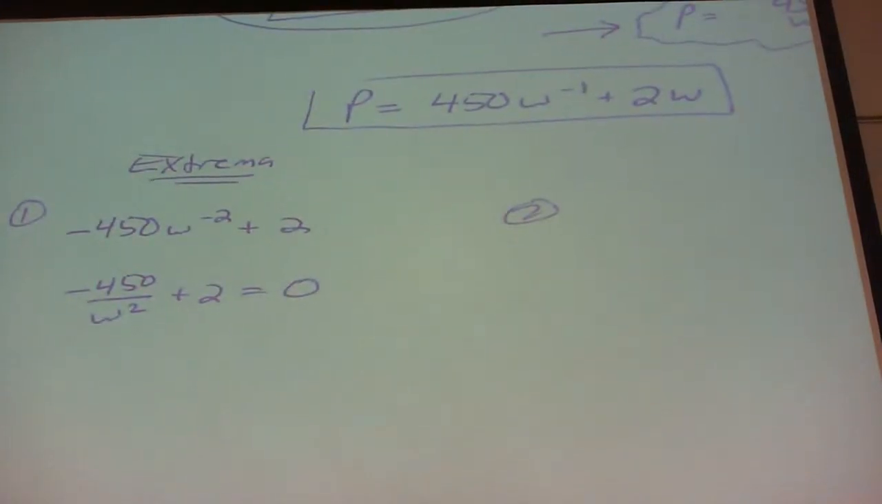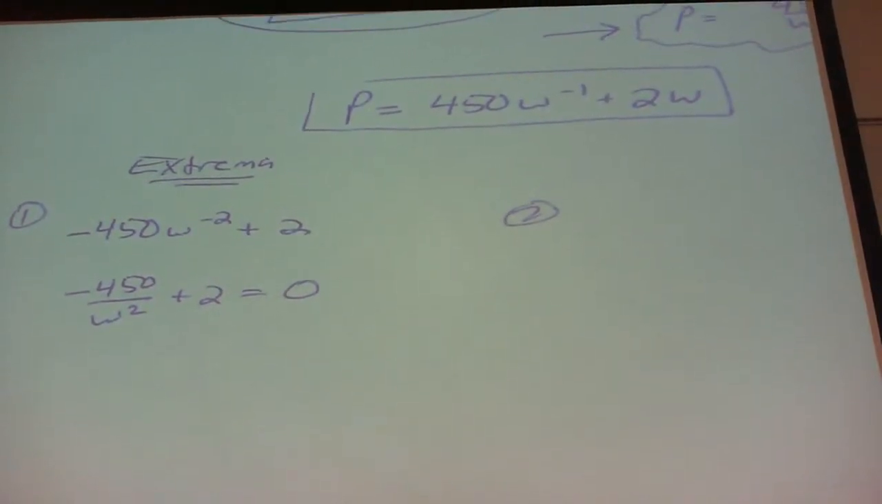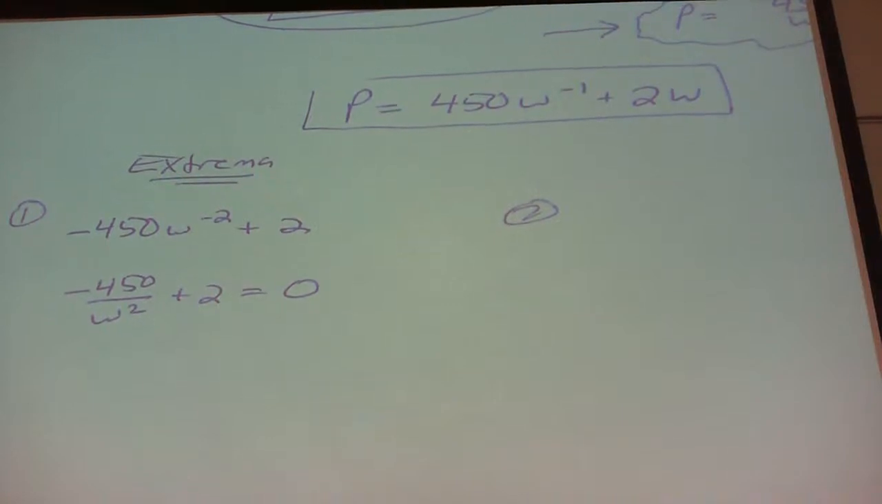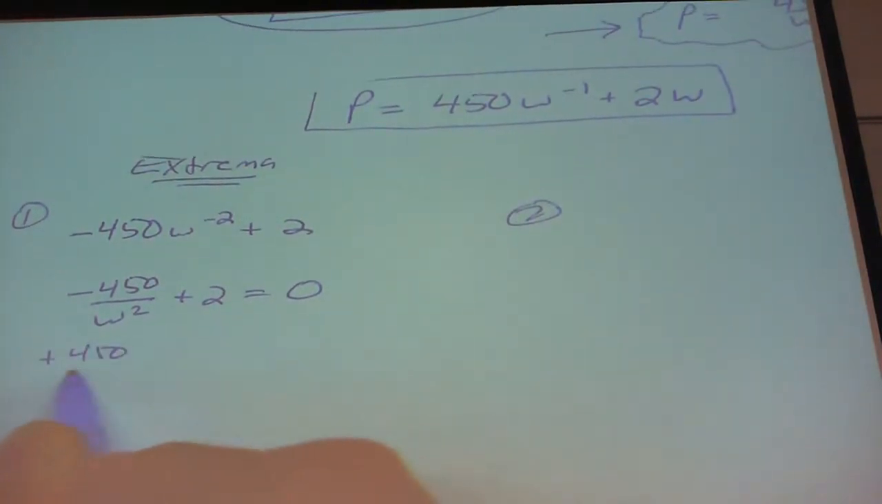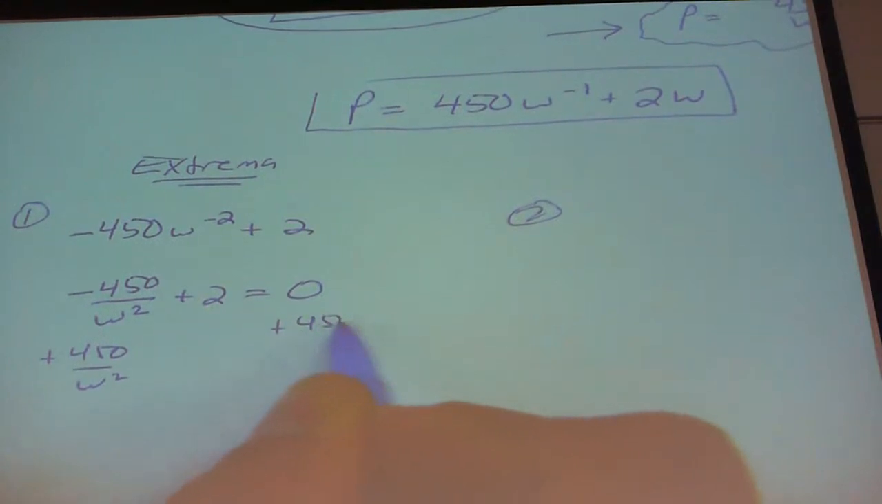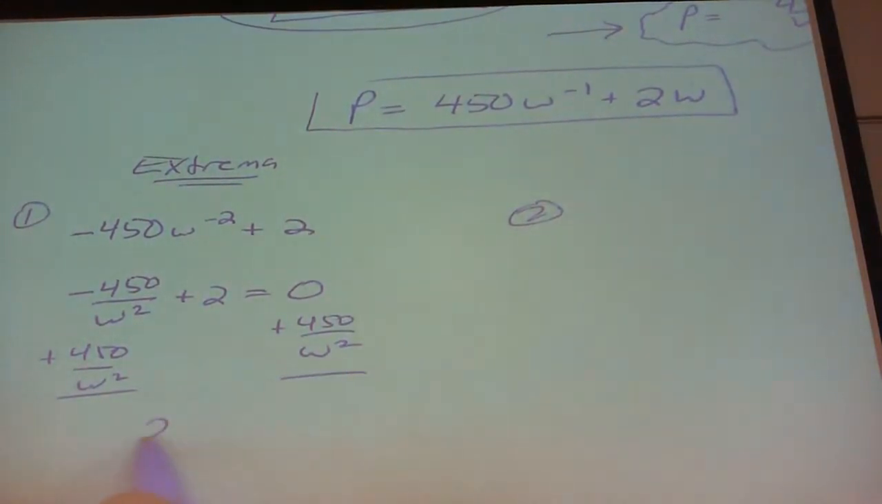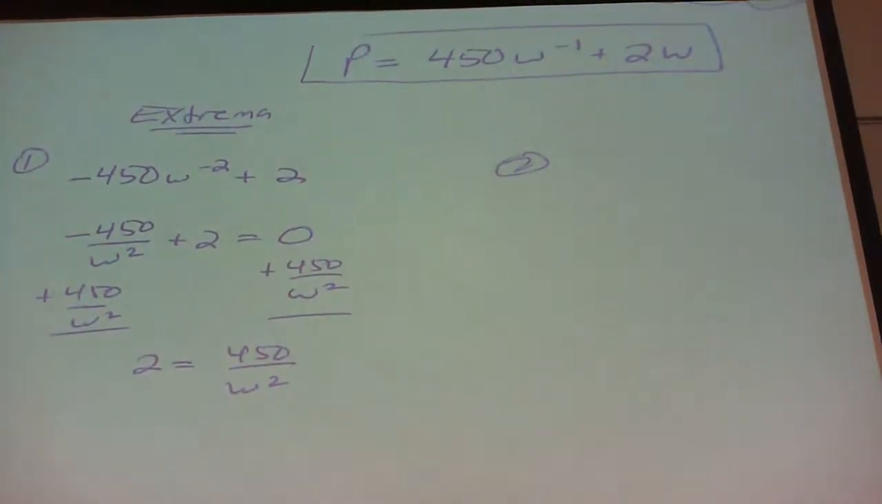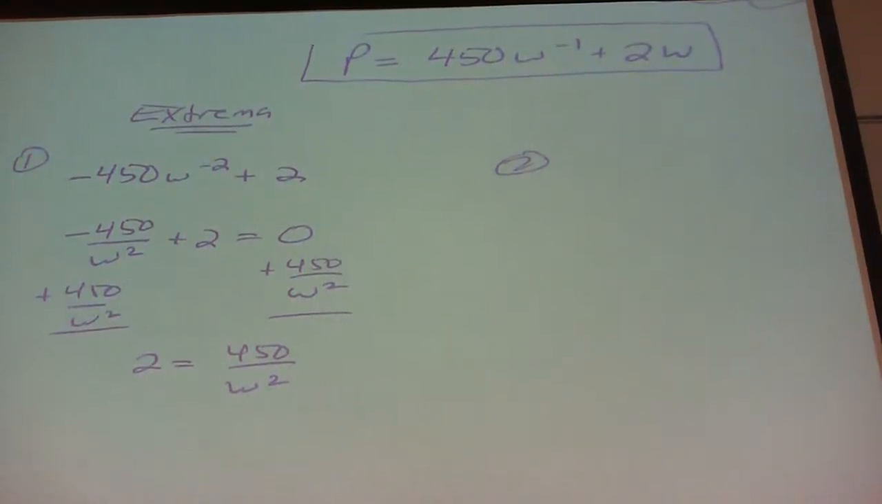This is algebra, algebra, algebra, and it's the same algebra we've covered in the last problem. I'm going to add 450 over w squared to both sides. 2 equals 450 over w squared. What have I just created? A proportion. Solve the proportion. And again, it's the same trick as last time. So are we copying it down, or are we actually understanding it?